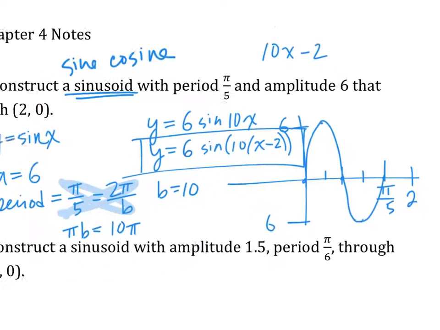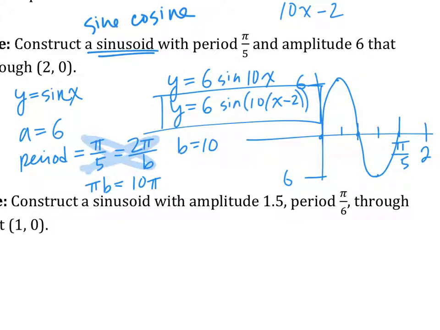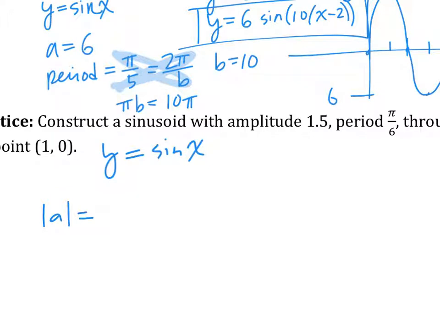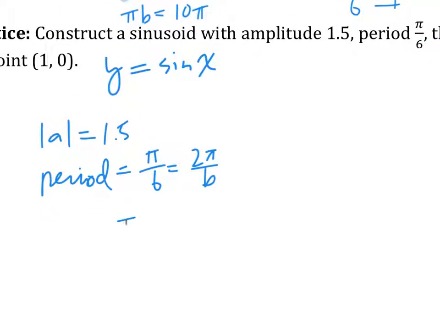Okay, let's have you try one. Construct a sinusoid with amplitude 1.5, period pi over 6 through the point 1, 0. Let's also just uniformly do sine x. Go ahead and try this one. Let me know if you have any questions. Okay, the amplitude is 1.5. Period is pi over 6, so that is 2 pi over b. All right, pi times b is equal to 12 pi, so b is 12.